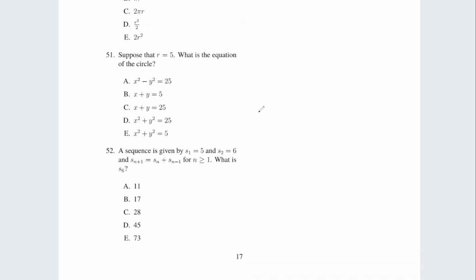Suppose that r equals 5. What is the equation of the circle? We can immediately, if we know our circles, say that a circle with radius r is x squared plus y squared equals r squared. Which means that our equation is x squared plus y squared equals 25, which is this answer choice.